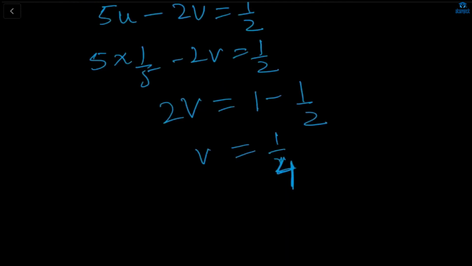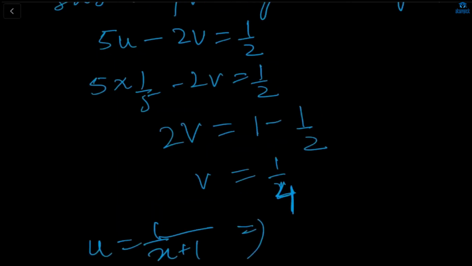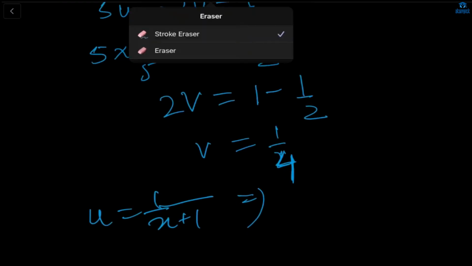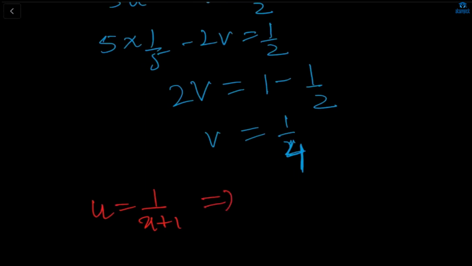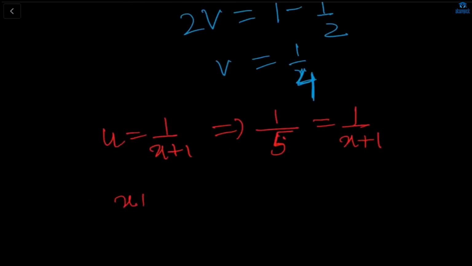Now, you see here, we have put u is equal to 1 upon x plus 1. Okay, so u is equal to 1 upon x plus 1. Am I right? Which implies that u value is 1 upon 5, so 1 upon 5 is equal to 1 upon x plus 1. So we get that x plus 1 is equal to 5, which implies x is equal to 4.